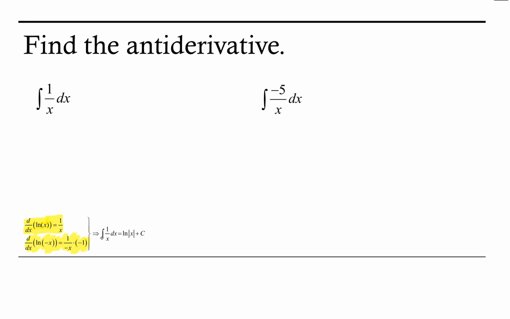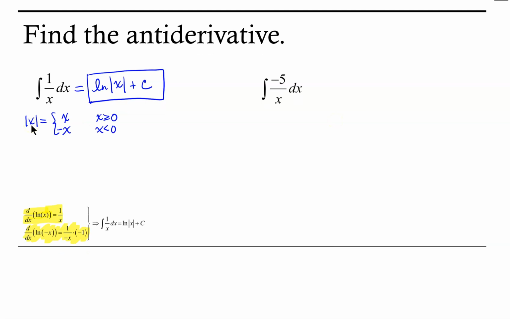So when we see the antiderivative of 1 over x dx, that is going to be the natural log of the absolute value of x plus c. And then if I take the derivative of the natural log of the absolute value of x, I will in fact get 1 over x. So let's just confirm that.